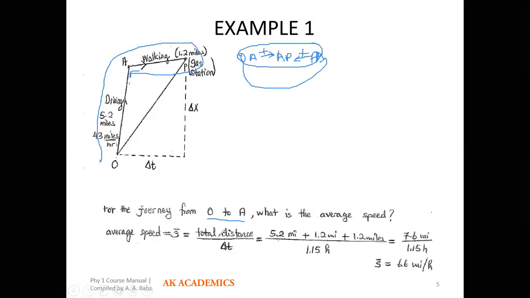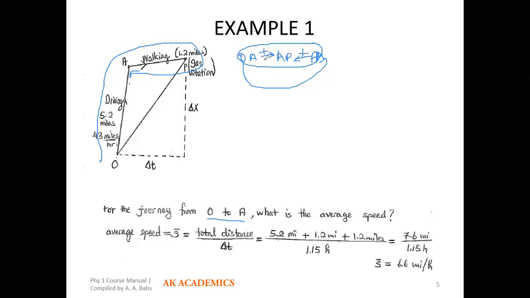Okay. So for O to A, what we are dealing with is going to be distance, not displacement. Remember, I told you when we are dealing with speed, we are dealing with distance. Distance is a scalar quantity. A scalar quantity only takes into account the magnitude. You don't take into account the direction. But average velocity is a vector quantity, and it takes into account both magnitude and direction. So for average speed, it doesn't care about the direction. It just cares about the magnitude.